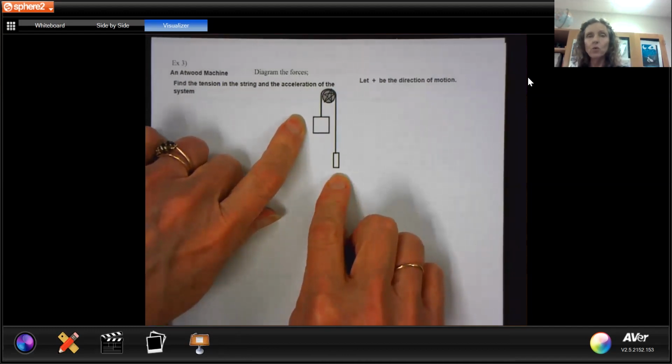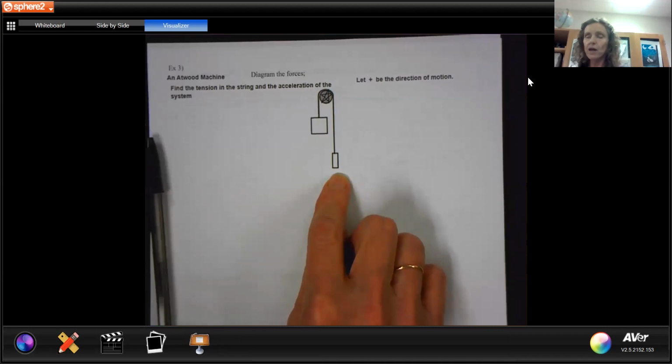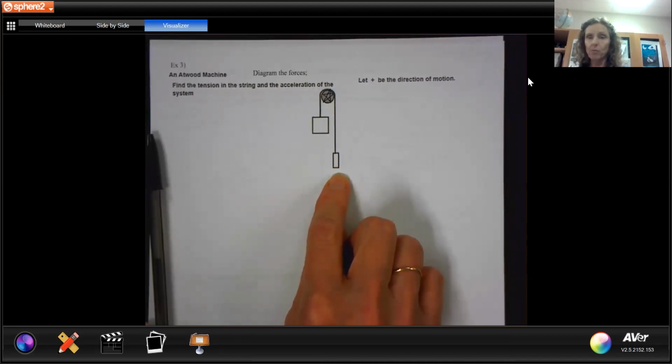And he asked the question, what would the acceleration be? Would it be 9.8? Would it be half of 9.8? What would it be? And he worked it out experimentally. I got a bunch of results and figured out, I think I see what's going on, and here's how we diagram those forces. Okay, so I'm going to teach you how to solve an Atwood machine problem.